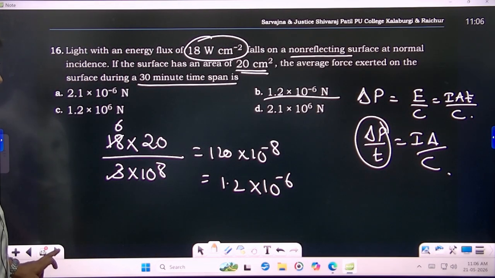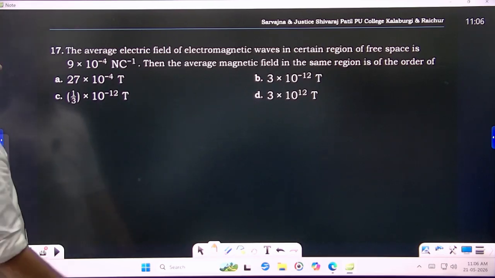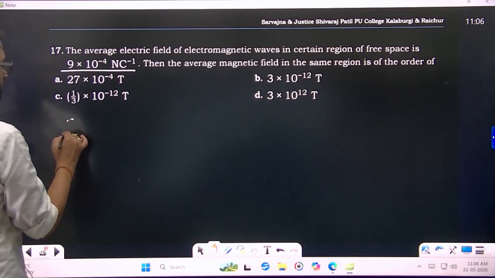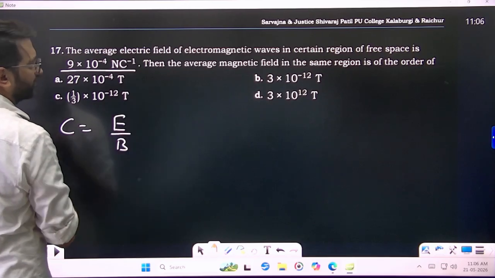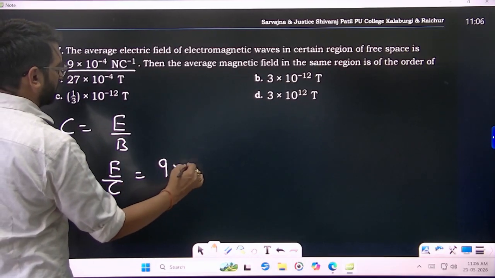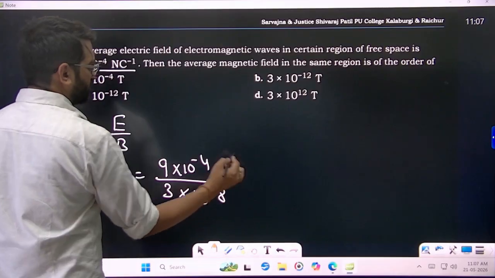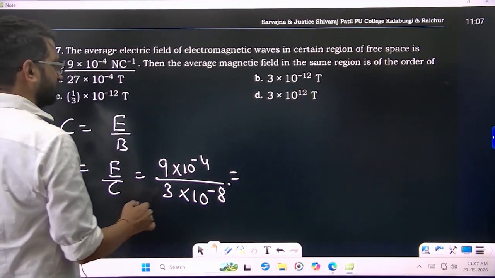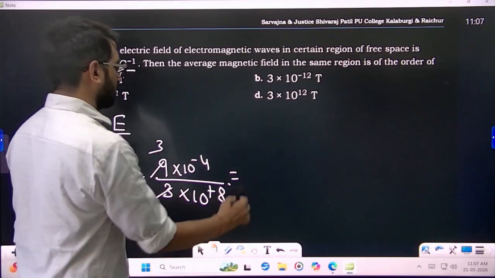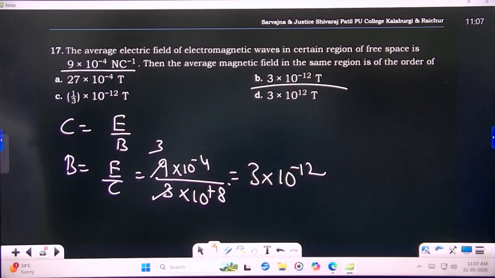Next. The average electric field of an electromagnetic wave in a certain region in free space is this one, then the average magnetic field in the same region, same formula, C is equal to E by B. So B is equal to E divided by C. E is 9 into 10 to the power of minus 4 divided by C is 3 into 10 to the power of plus 8, sorry, plus 8. So this is 3 into 10 to the power of minus 12.